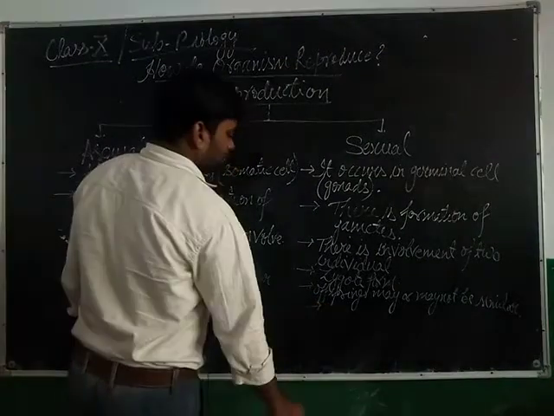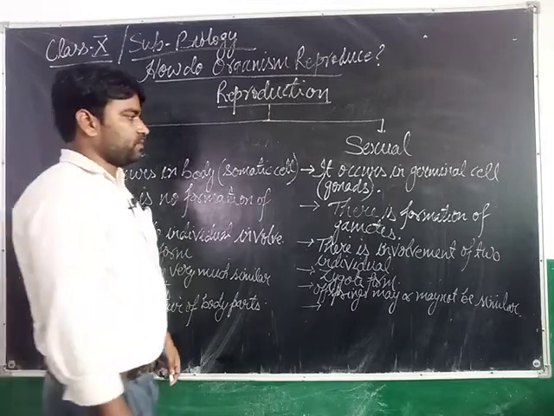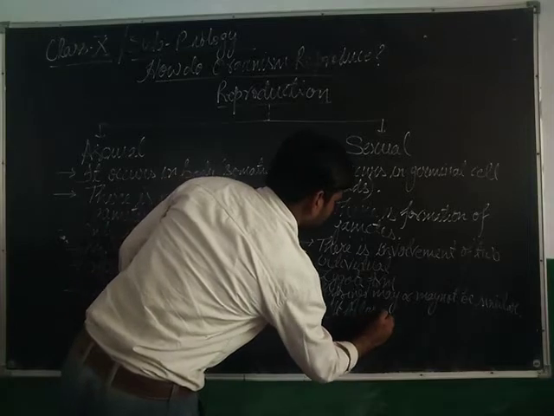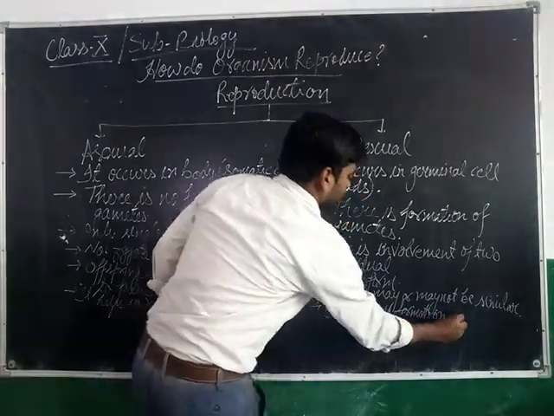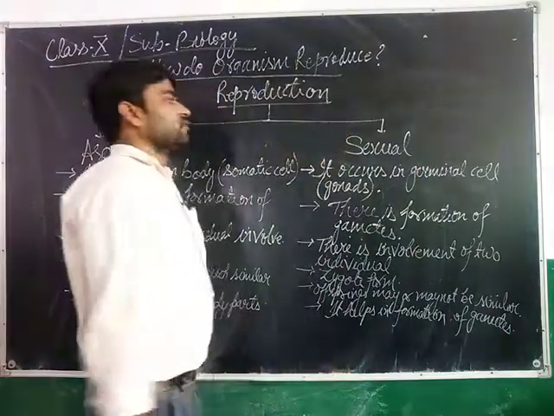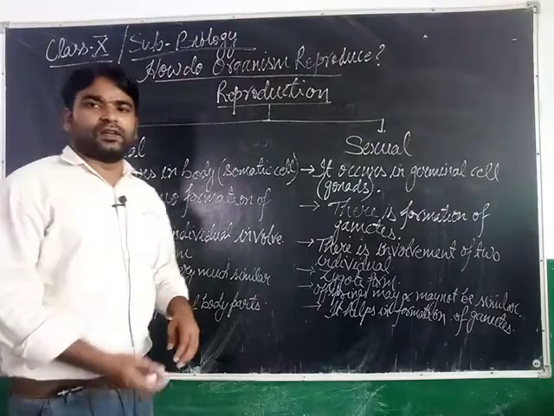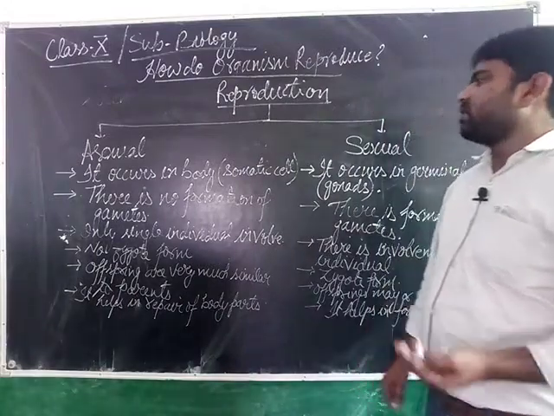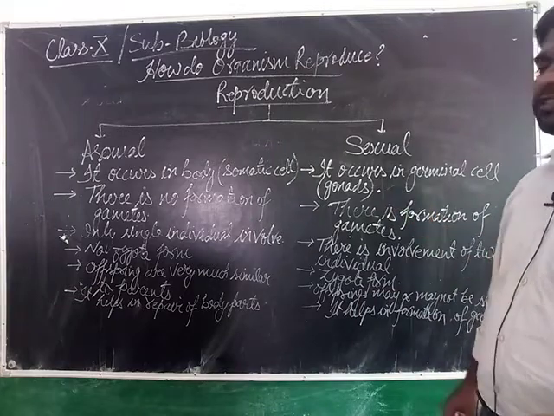And during sexual reproduction, there is formation of gametes and different types of individuals are formed. It helps in formation of gametes. So this is the overall difference between the asexual and sexual reproduction. During asexual reproduction, there is no formation of gametes, and in sexual reproduction there is formation of gametes.